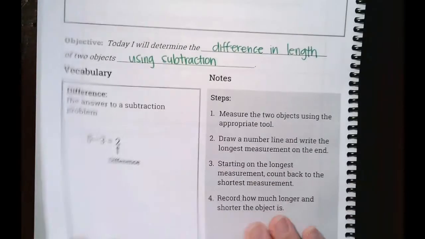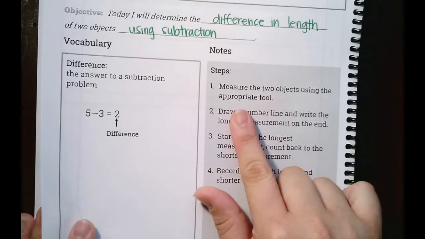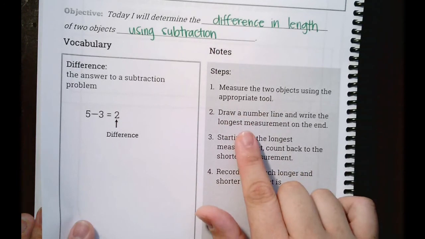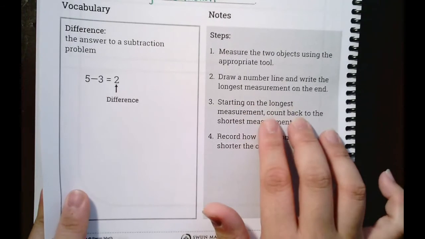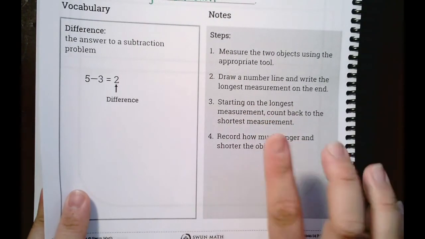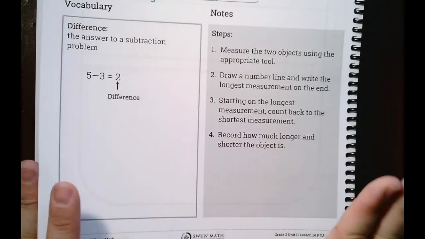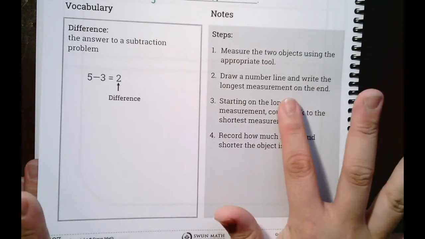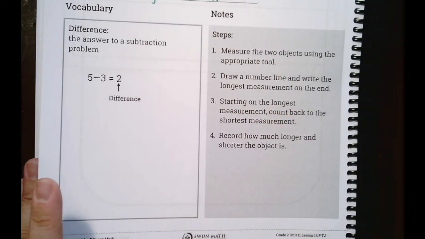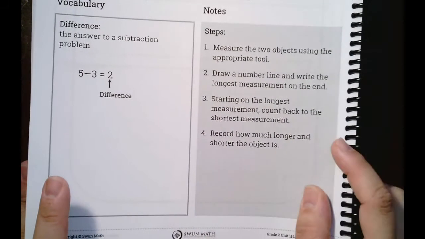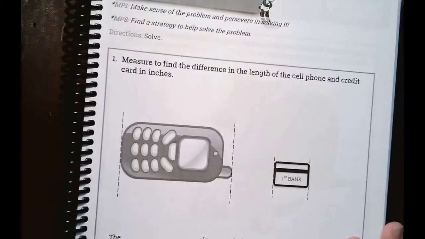Same steps. Measure the 2 objects using the appropriate tool. Draw a number line and write the longest measurement in the end. Then number 3, starting on the longest measurement, count back to the shortest measurement, and then record how much longer the longer object is. Literally the same steps. Measure, use your number line, plug in your longest and your shortest, count backwards, and then record it using your comparison statements.